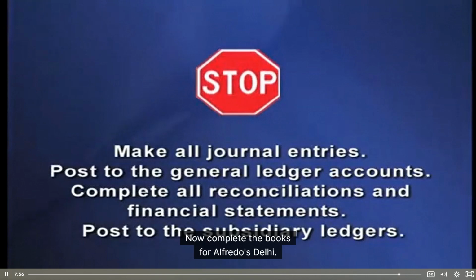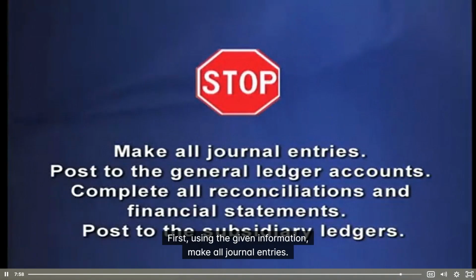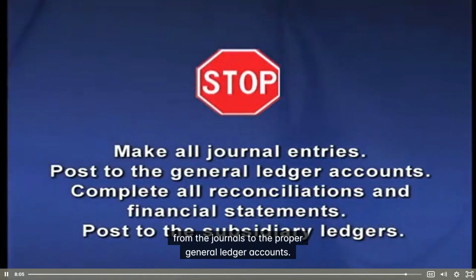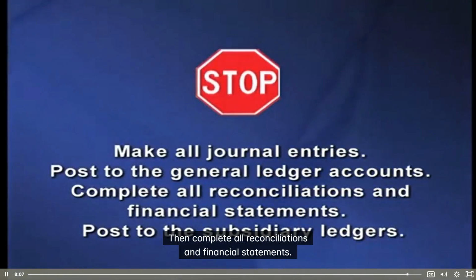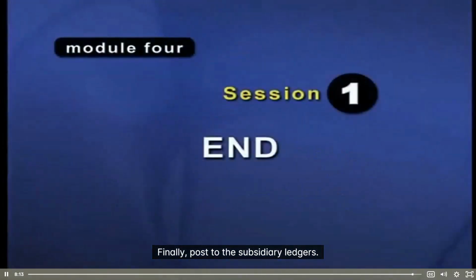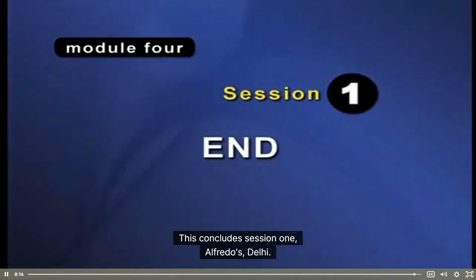Now complete the books for Alfredo's Deli. First, using the given information, make all journal entries. Then, post the column totals from the journals to the proper general ledger accounts. Then complete all reconciliations and financial statements. Finally, post to the subsidiary ledgers. This concludes Session 1, Alfredo's Deli.